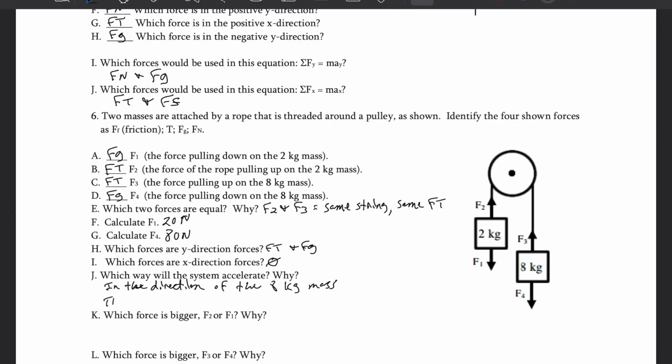Which force is bigger, F2 or F1? It'd have to be F2. If the 2 kilogram mass is going up, accelerating up, F2 has to be bigger than F1. So for the next question, the y is the direction of the acceleration. The net force follows the direction of the acceleration.